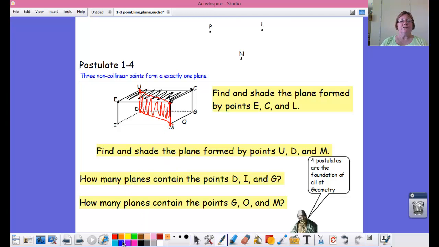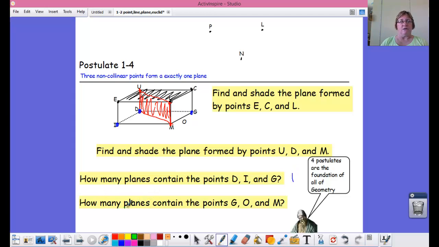The next question, how many planes contain the points D, I, and G? Here's D, here's I, here's G. Those points are not all on the same line. According to Euclid's postulate, only 1 plane contains them.